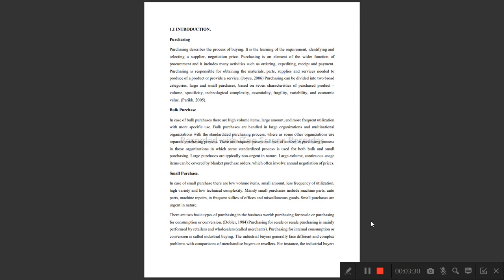All right. So purchasing is an element of the wider function of procurement, and it includes many activities such as ordering, expediting, receipt, and the payment. An even broader function under which purchasing falls is what is known as procurement.